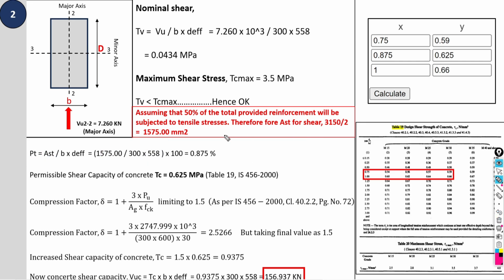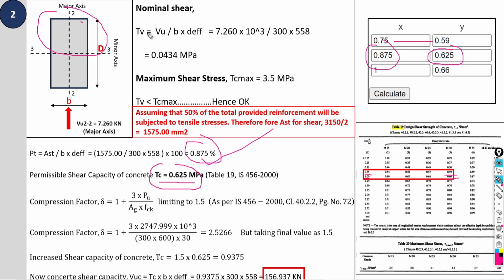So I am going to consider 50% of the reinforcement for resisting the shear, and concrete is also taking a part of resisting the shear. So we consider both steel and concrete. Now, the permissible shear capacity of the concrete: as the percentage we have is 0.875, that comes between 0.75 and 1. For 0.75 for M30 grade it is 0.59, for 1 it is 0.66. For 0.875, it is available in between. So finally, after linear interpolation, we get the value of 0.625.